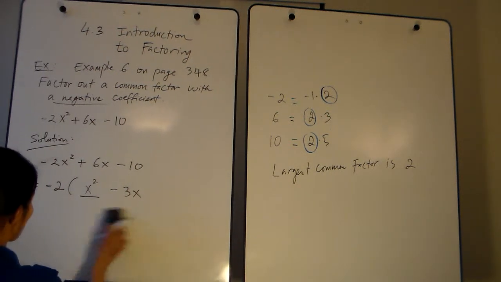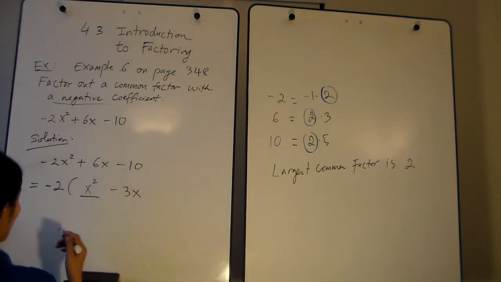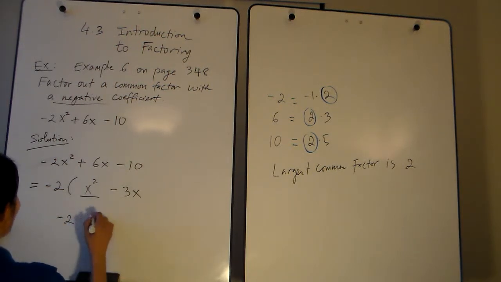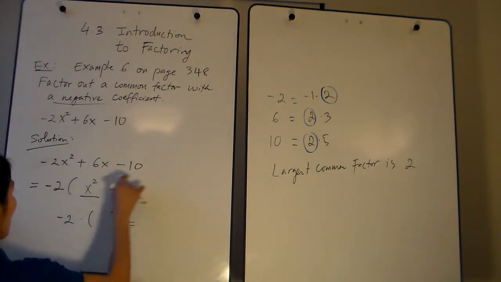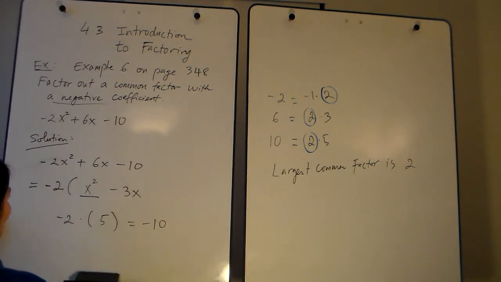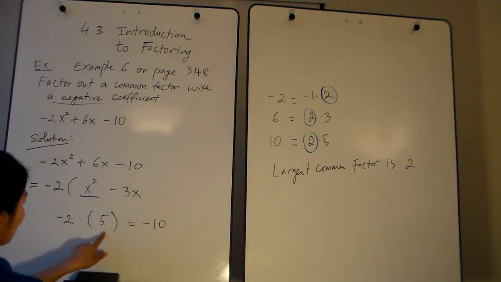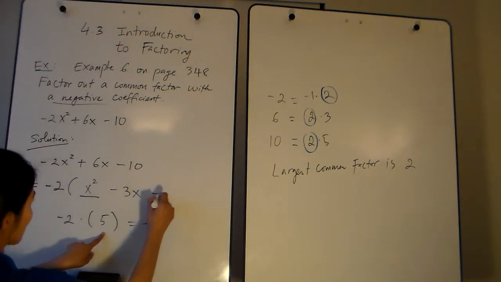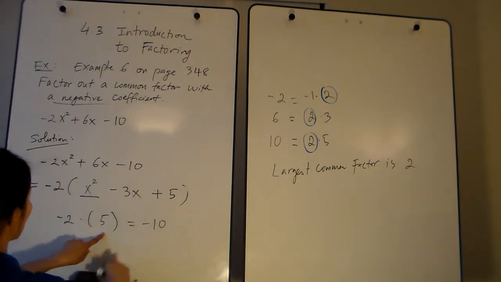Alright, next let's see. We still have this last term right here. So negative 2 times what equals negative 10? It's got to be 5, right? Negative 2 times 5 is equal to negative 10. So I know that I got to multiply by a positive value. So positive 5 right here.